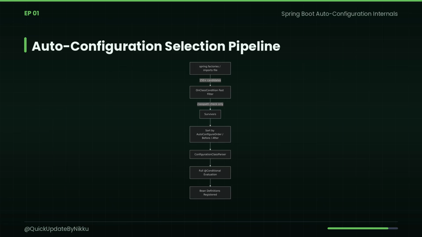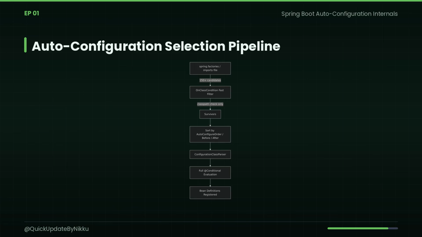The pipeline has two distinct evaluation phases. The fast filter runs first, using only the pre-computed metadata and the class loader, no class loading, no reflection on configuration classes. Whatever survives is sorted by ordering annotations, then handed to the configuration class parser, which performs the full, per-method conditional evaluation. Understanding this two-phase design explains both Spring Boot's startup speed and the sequencing rules you need to follow.